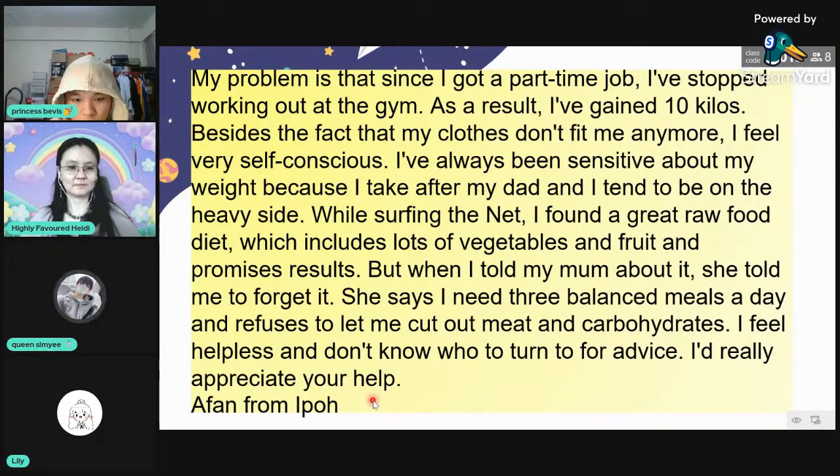Afan from Ipoh. Okay, so this one is already very clear. Afan is a he, a young man. Because if you are old or very young, you don't really care about the appearance. But this is the age, teenager, youth, where your appearance really matters to you. So you see, gaining 10 kilos is really a lot. The clothes couldn't fit anymore. So that's why this is a problem for this Afan from Ipoh.